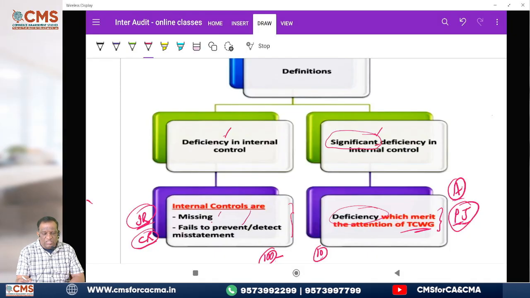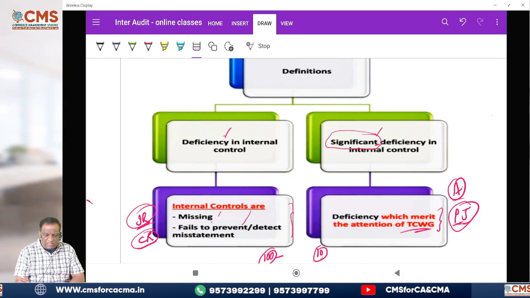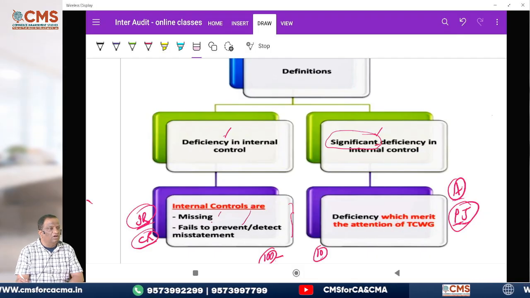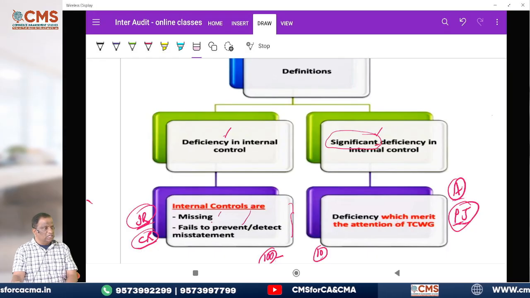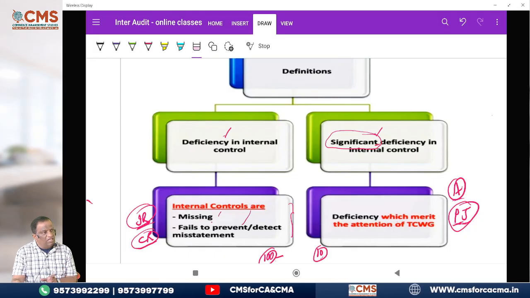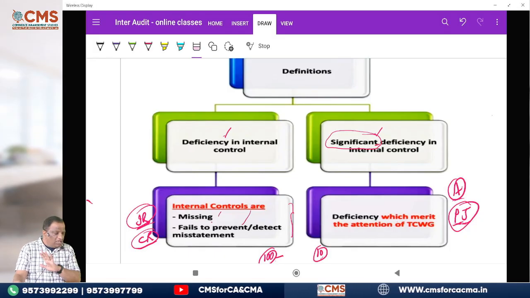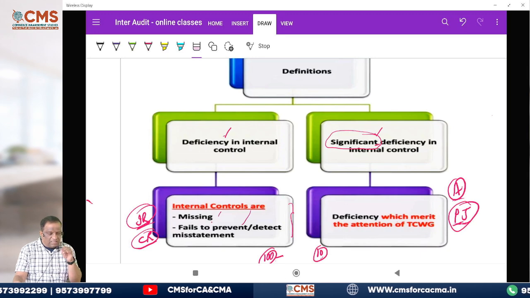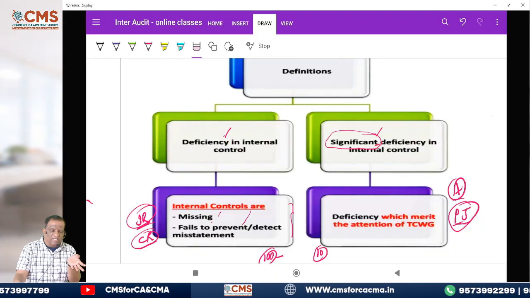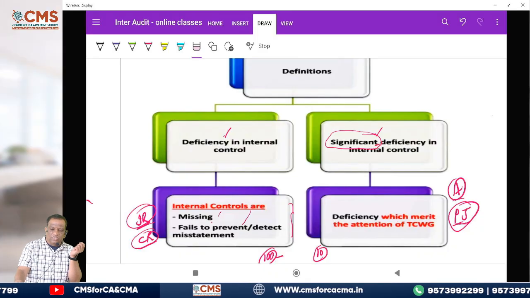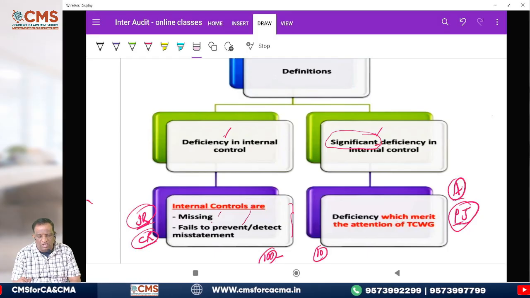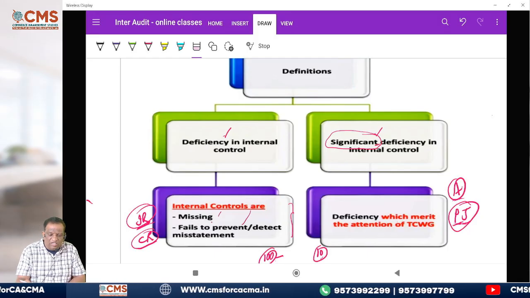Then significant deficiencies are the ones where it is a deficiency, but which merits the attention of those charged with governance. So, I repeat, deficiencies are of two types: deficiency and significant deficiency. When I say deficiency, either internal controls are missing or they are there, but they are of no use. They are not able to prevent. So that is the deficiency. A significant deficiency is a deficiency which needs to be reported to those charged with governance.